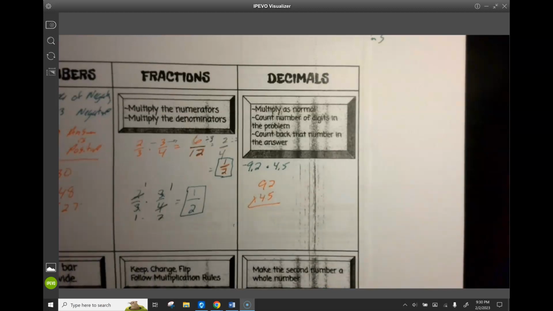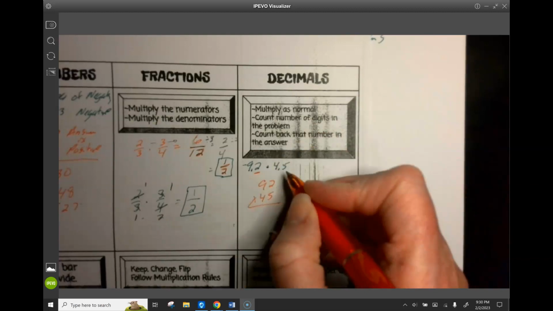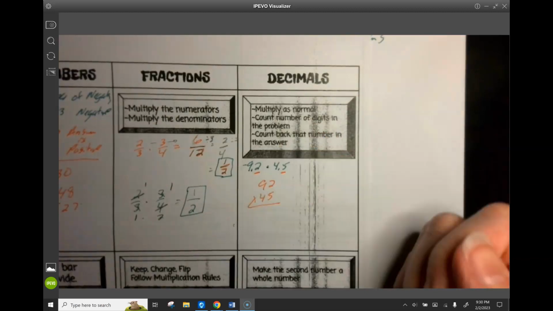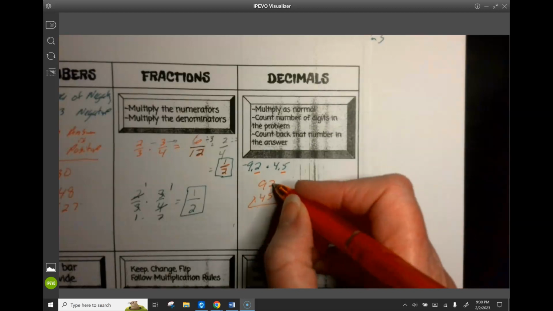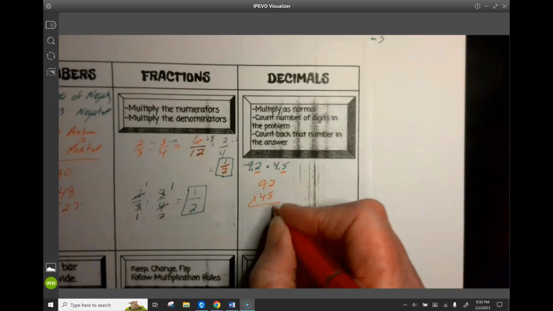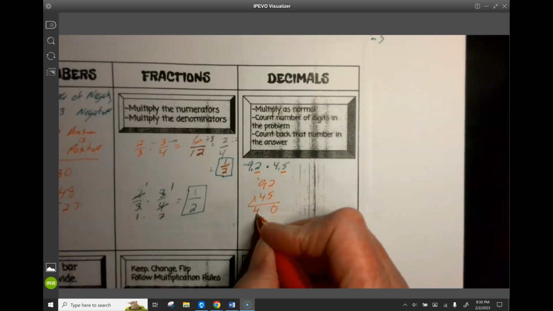I'm going to put those decimal points back in later on, but I'm going to just multiply. I'm going to keep in mind I have 2 decimal places. So in my answer, I have to have 2 decimal places. So let's multiply now. Okay, 2 times 5 is 10, carry the 1. 9 times 5 is 45, plus 1 is 46.